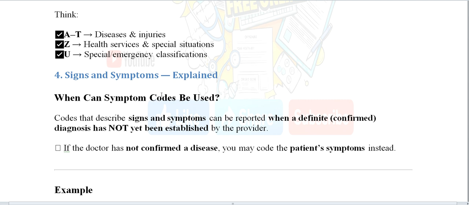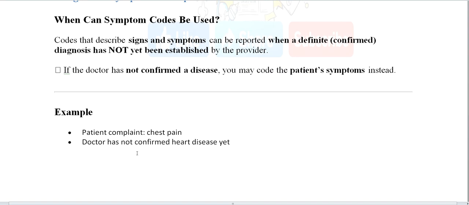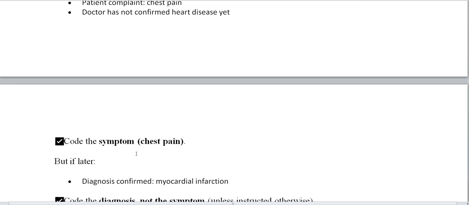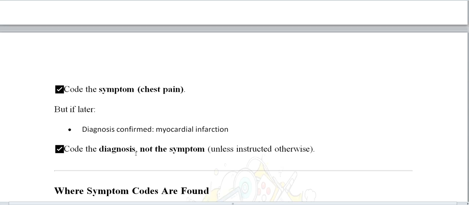When can a symptom code be used? A code that describes signs and symptoms can be reported when a definite confirmed diagnosis has not yet been established by the provider. If the doctor has not confirmed a disease, you may code patient symptoms instead. For example, patient complaint: chest pain. The doctor has not confirmed heart disease yet, so code the symptom chest pain. But if later the diagnosis confirms myocardial infarction, code the diagnosis, not the symptom, unless instructed otherwise.